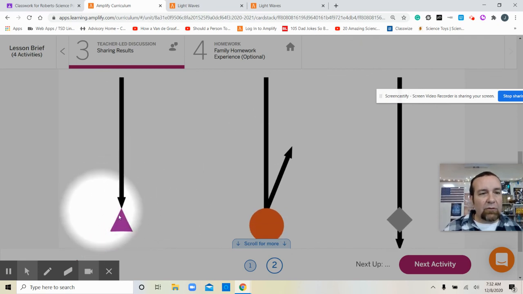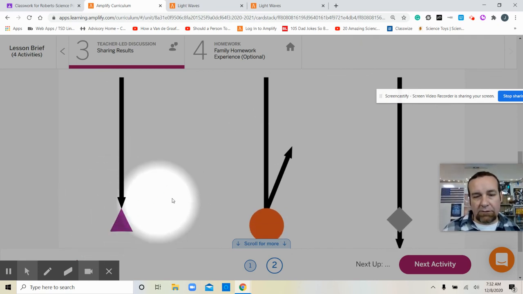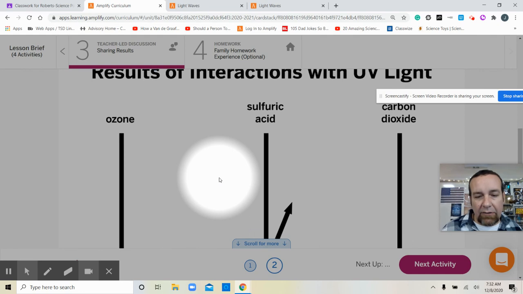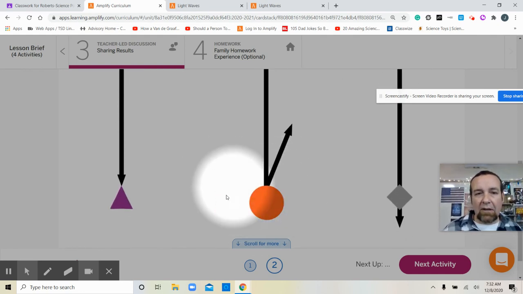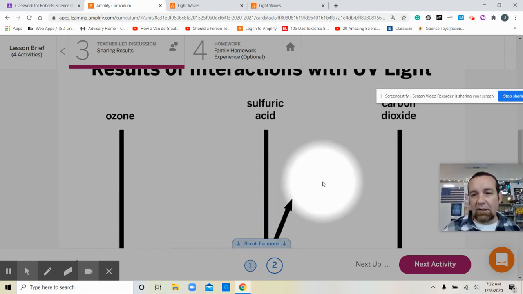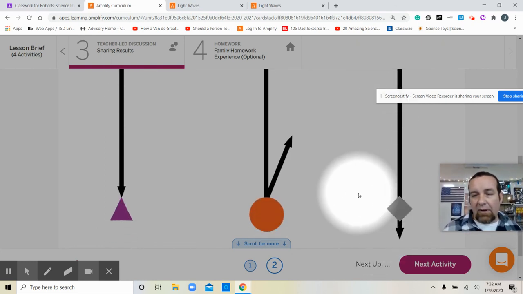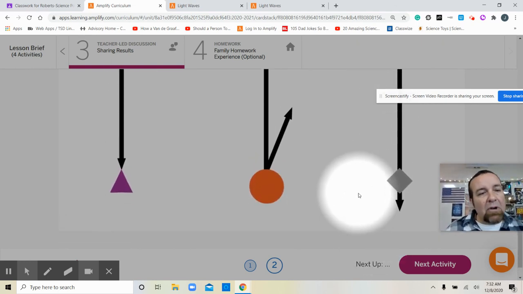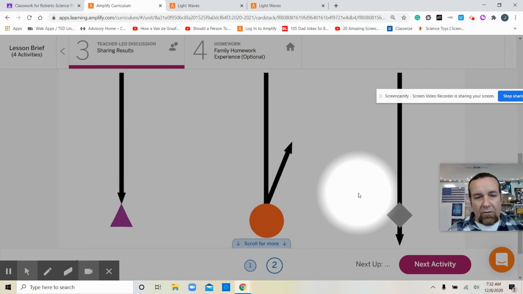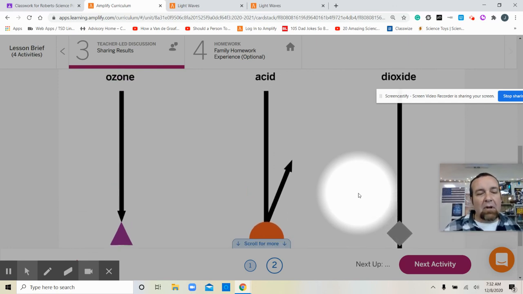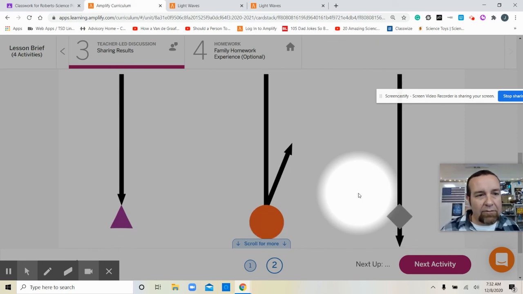Ozone absorbs ultraviolet light. Sulfuric acid reflects ultraviolet light, and carbon dioxide transmits ultraviolet light. So I want to ask you a question right now before we end this lesson. Which would you rather have in your atmosphere to protect you from ultraviolet radiation?